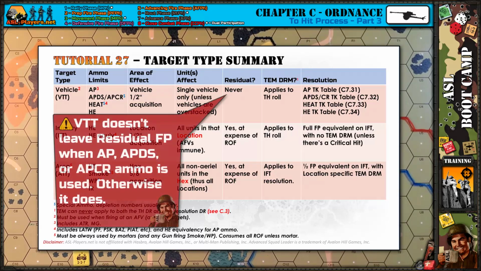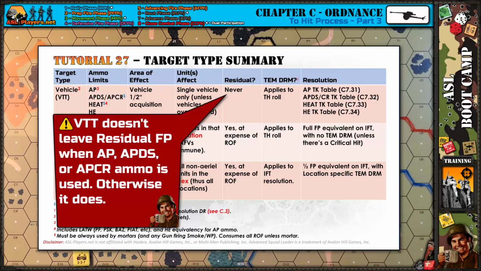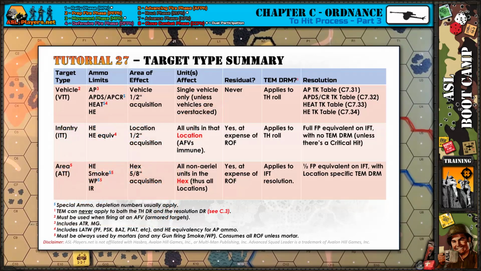Does it leave residual? Never. Vehicle target type never leaves residual firepower. How is the TEM applied? It applies to the two-hit die roll when you use vehicle target type. And resolution, there are specific tables for this. So when you're using armor piercing, you use the AP 2-kill table, or the APDS/APCR 2-kill table, the HEAT 2-kill table, or the HE 2-kill table. So depending on what type of ammo you're using to fire at the vehicle, those are the four different tables that you would use.